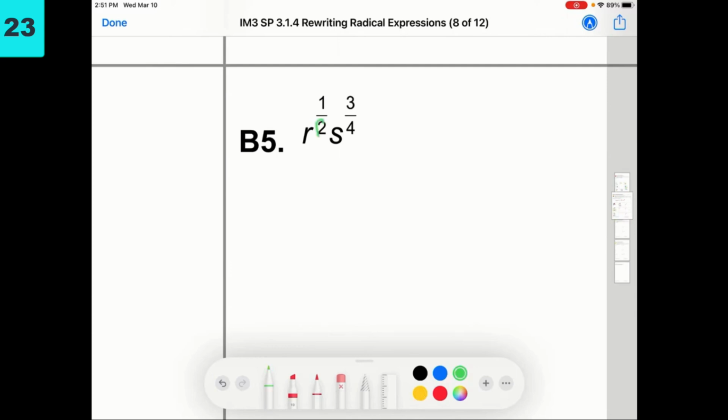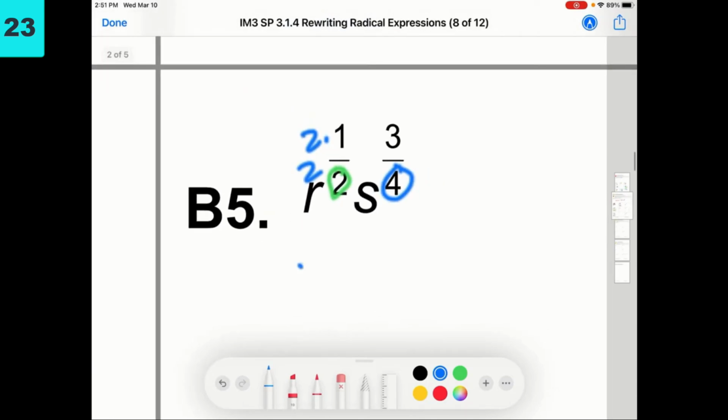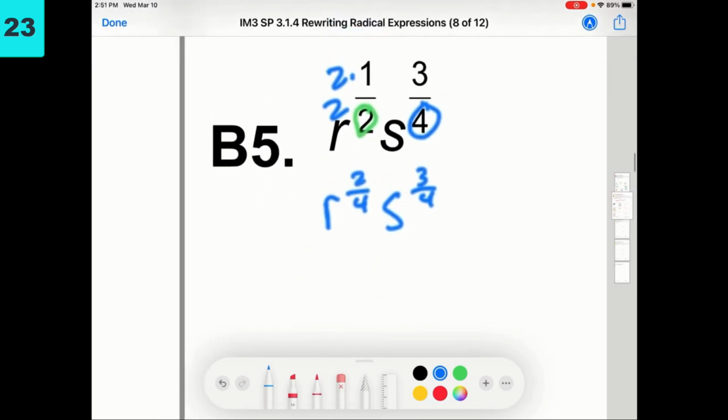B5. Okay, pay attention now. This one, they have denominators that are different. So what am I going to do? Well, the least common denominator is going to be a 4. So I'm going to multiply this one by 2 over 2. Why would I do that? Because if you multiply across here, you will get r to the 2/4, and you'll have s to the 3/4. Okay, 1/2 is equivalent to 2/4, because if you reduced 2/4, you would get 1/2.